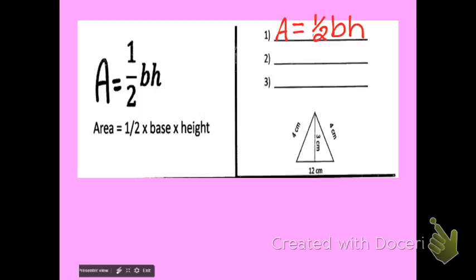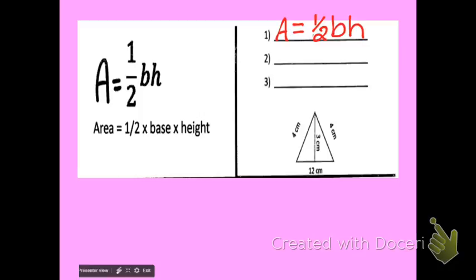Next, we need to figure out the base and the height on this triangle. Now, there are 4 numbers on that triangle. But we have to figure out which ones we need. In other words, there are extras because we only need a base and a height. So let's talk first about the base. Anybody have any idea which number is the base?